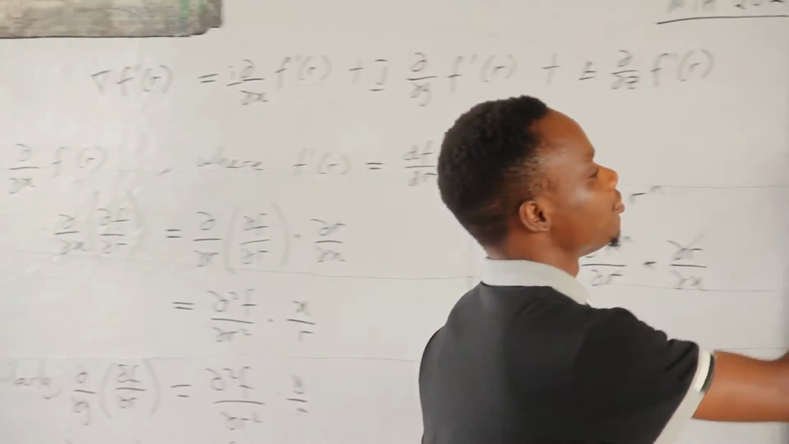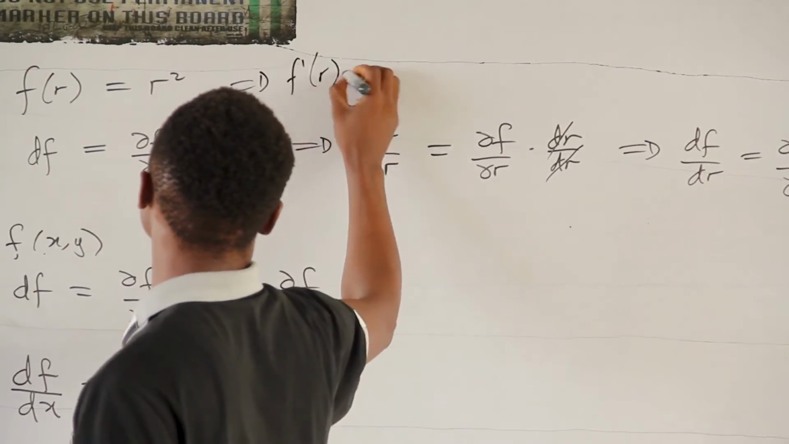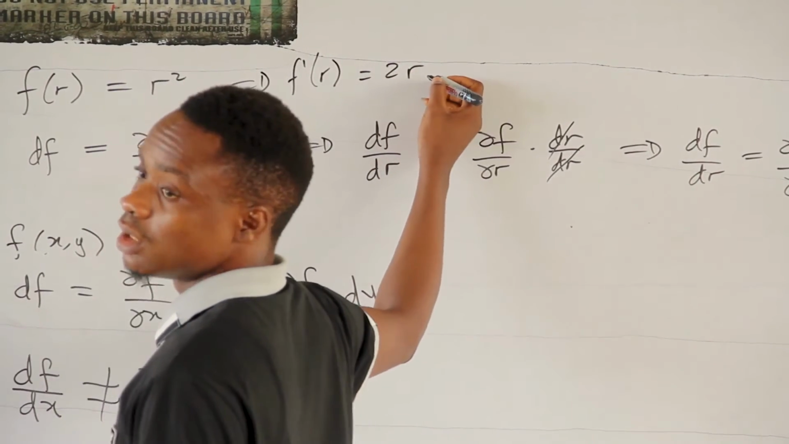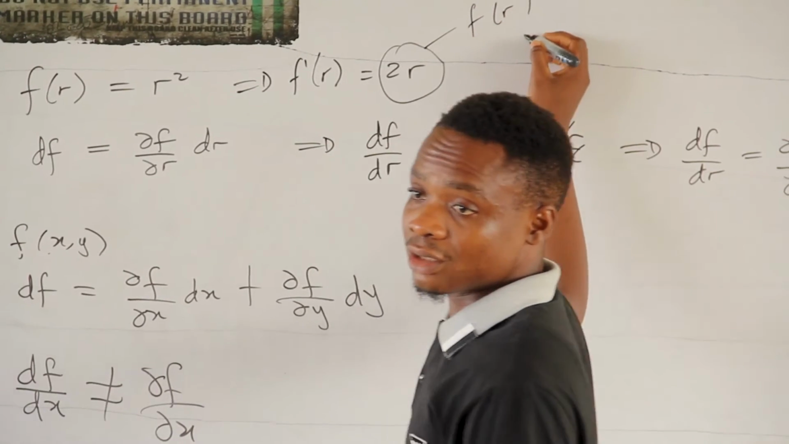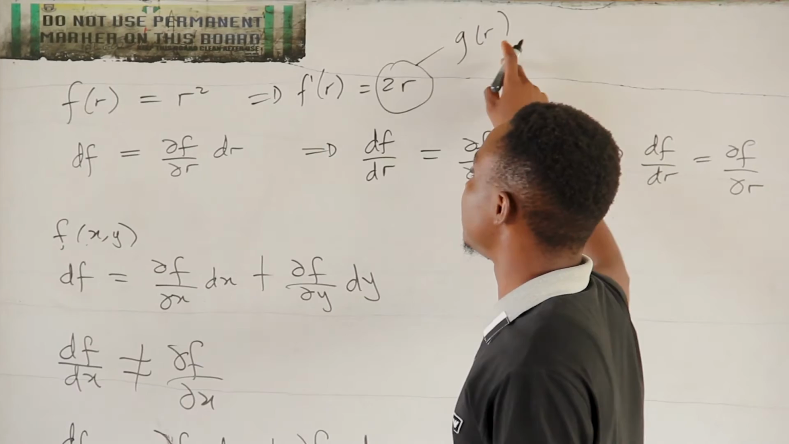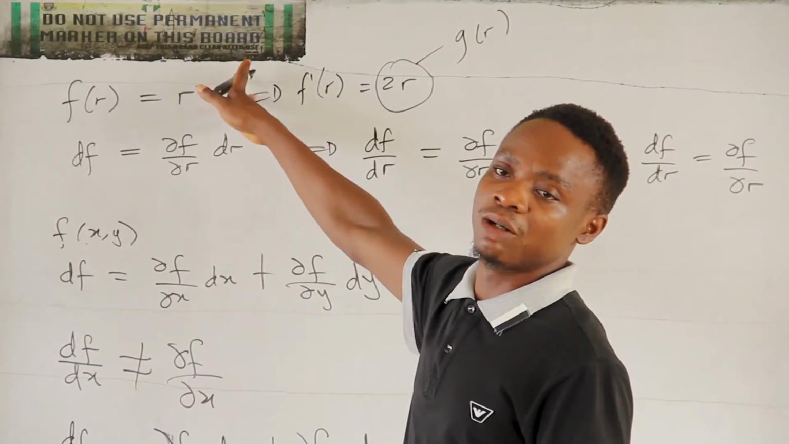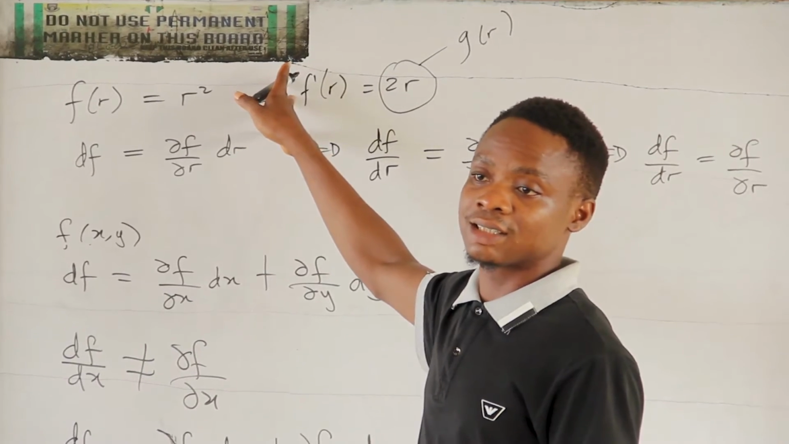Product rule. So if, for instance, you have something like this, you're going to have f prime of r equal to 2r. This 2r is itself another function of r. You understand what I'm saying? It's still a function of r. Let's say it is g of r. So if I want to differentiate it, I'm still going to treat it the same way I will treat this function of r. Is it clear? Do you get this?